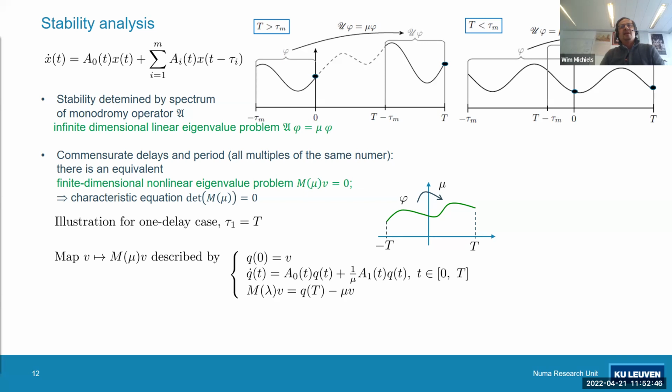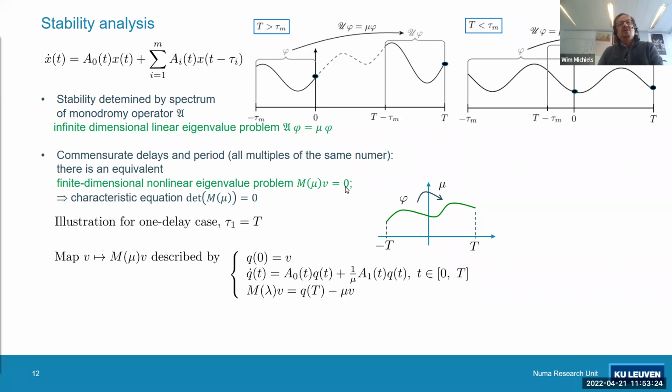You can have overlap between terminal and initial function, or you can have no overlap. So in the second picture, when t is smaller than the highest degree, you get an overlap between initial and terminal function. What is now in fact very interesting is that also in some situations, namely when all delay values and the period are commensurate, which means that they are multiples of the same number, in that setting you can still make connections with non-linear eigenvalue problems.